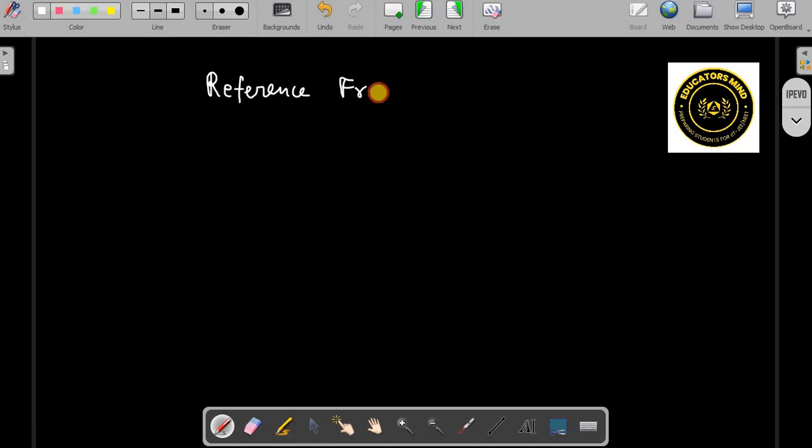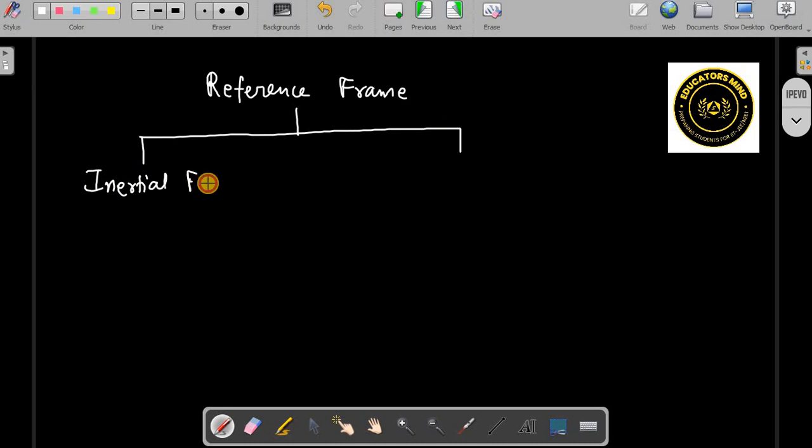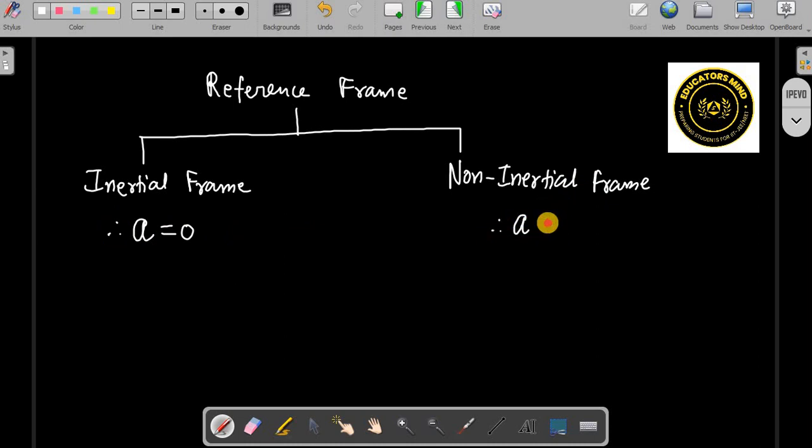a reference frame, or frame of reference, can be classified into two categories, right? One is the inertial frame, and another is the non-inertial frame. What are inertial frames? Inertial frames are those frames which have zero acceleration. Okay, and non-inertial frame means there is some acceleration. Acceleration is not zero.